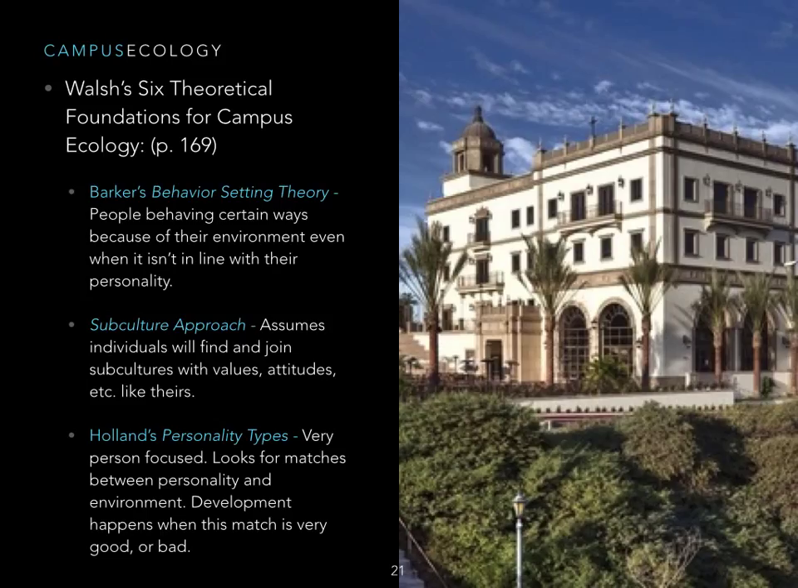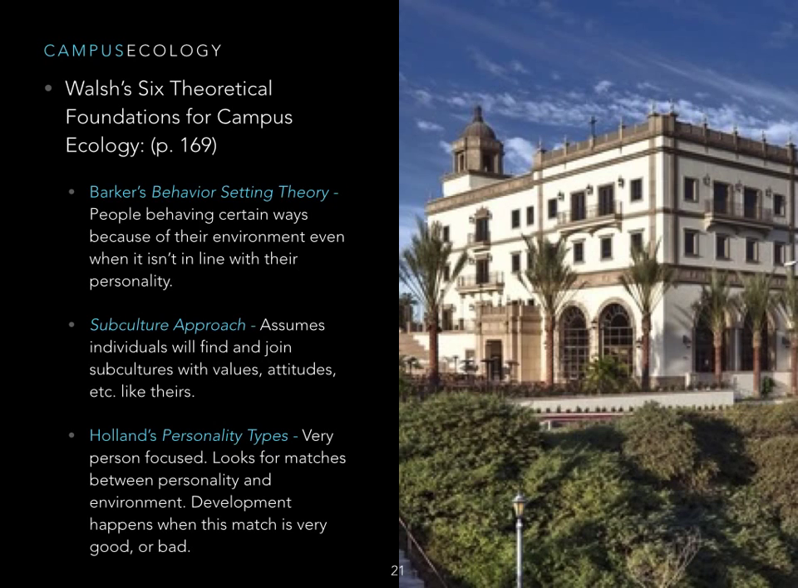The first one is Barker's behavior setting theory. In essence, that is people behaving certain ways because of their environment, even when it isn't in line with their personality. So this is sort of an idea of grasping why students act the way they do. The idea is that people are behaving this way because they think it's expected of them based on their environment. Again, be thinking about where you might see this on the USD campus or on any college campus for that matter.